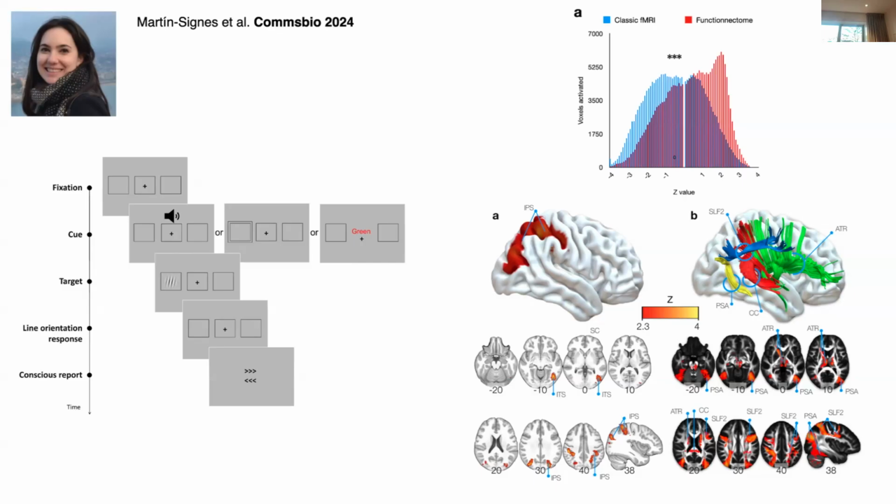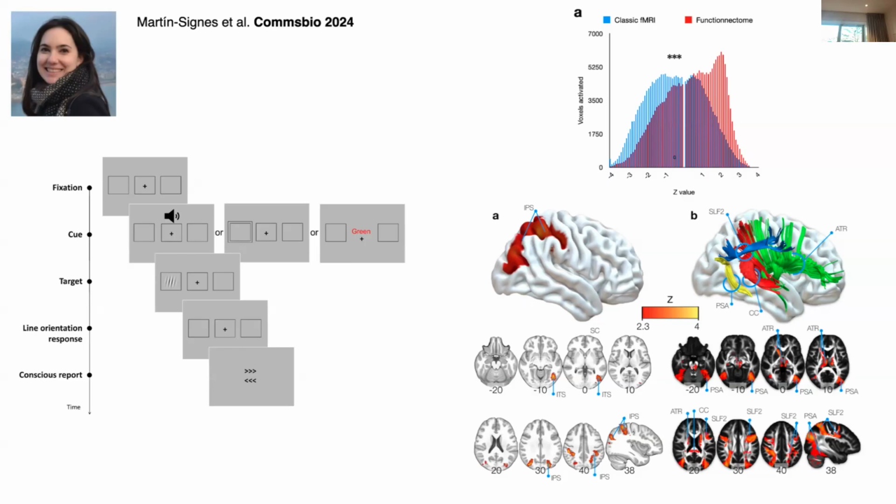We're good? Okay. So what happened when we saw the target versus when we didn't see the target? Well, if you look at the comparison between classical fMRI analysis versus functionnectome analysis, and you plot the Z values, according to deactivation, which is what is more activated when you didn't see the target, versus activation, which is what is more activated when you saw the target.